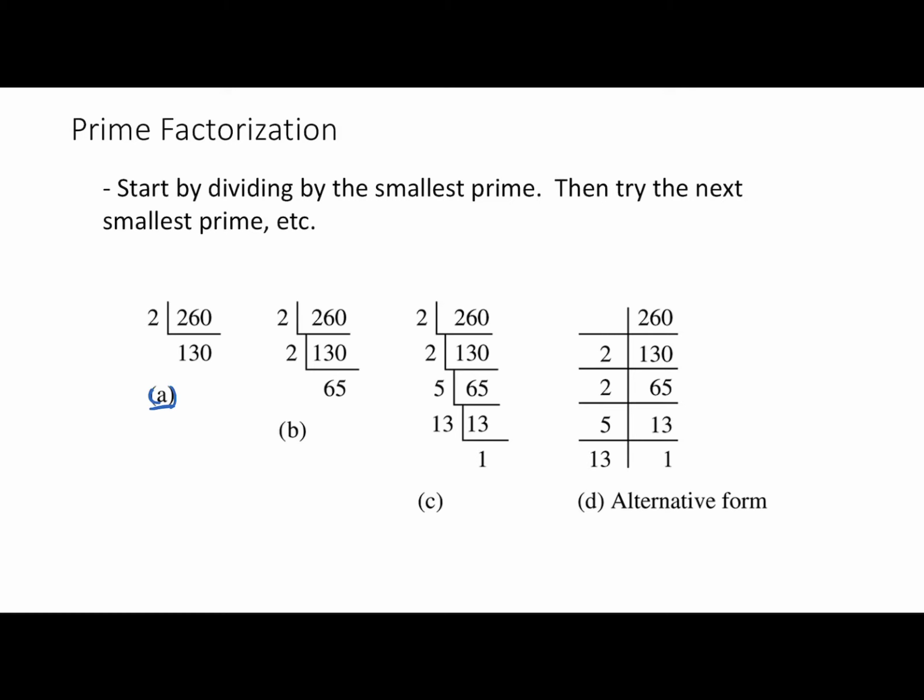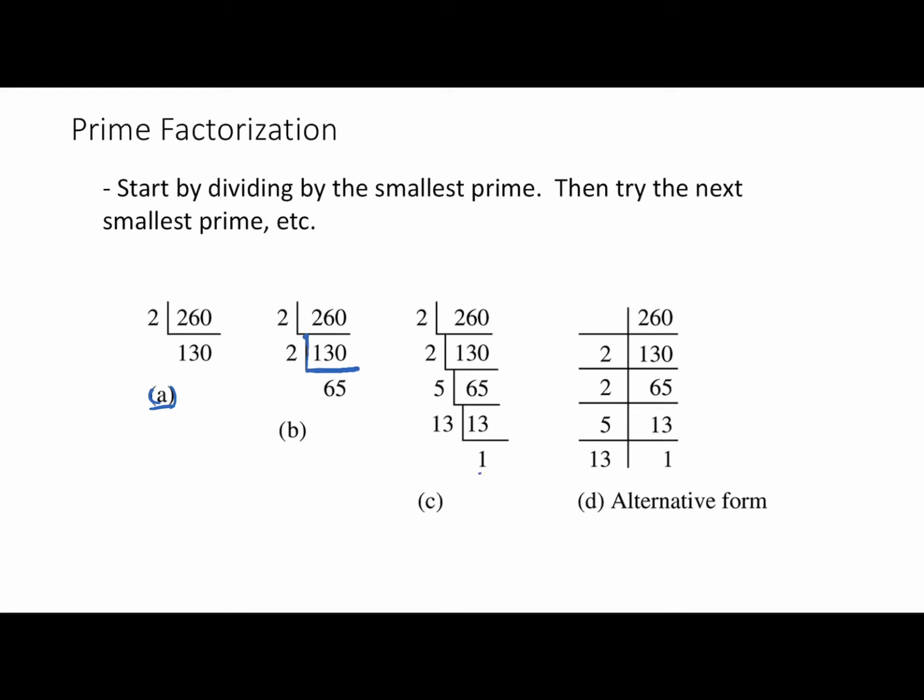And now I'm going to just repeat. 130 is divisible by 2, so I'm going to do that division. I get 65. Now 65 is not divisible by 2, so I'm going to move on to the next smallest prime, which is 3. 3 does not divide 65 either. So I'm going to move to the next smallest prime, which is 5. 5 does divide 65, so I'm going to do that division. I'm left with 13. 13 is prime itself. It's divisible by 13. And so I end with a 1.